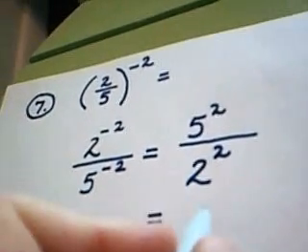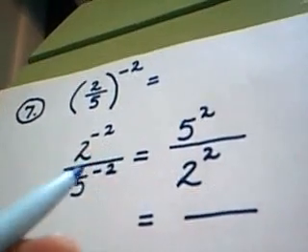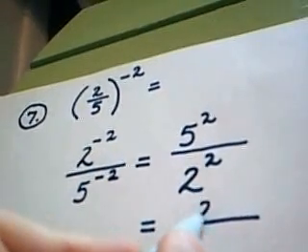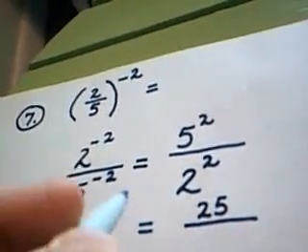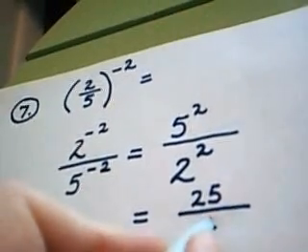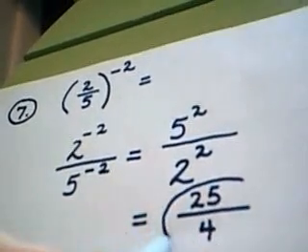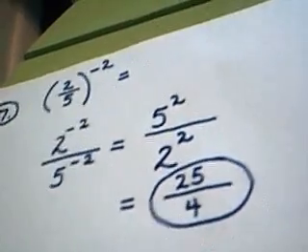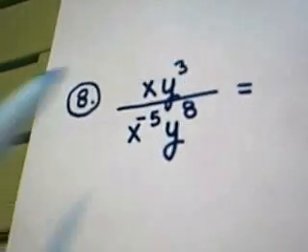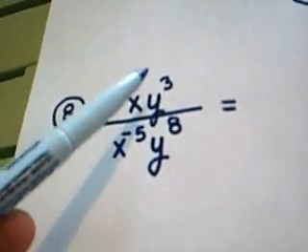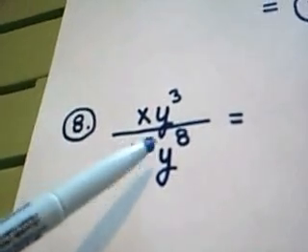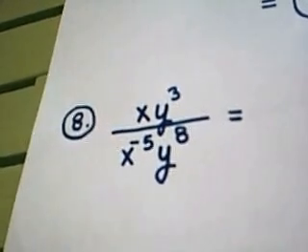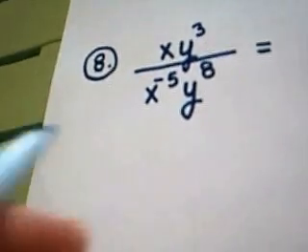To finish this problem, 5 squared in the numerator, of course, is 25. 2 squared in the denominator is 4. So my final answer to this problem is 25 over 4. Now, when I look at question number 8, x, y to the third on the top, x to the negative fifth, y to the eighth on the bottom, one way to approach this problem.